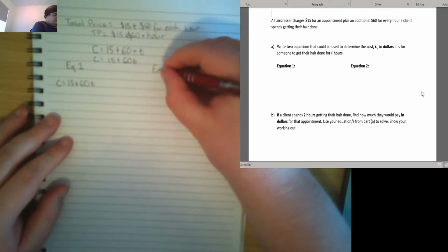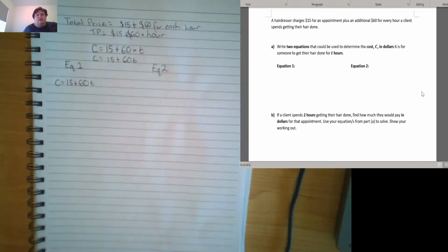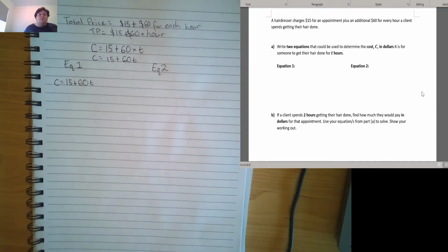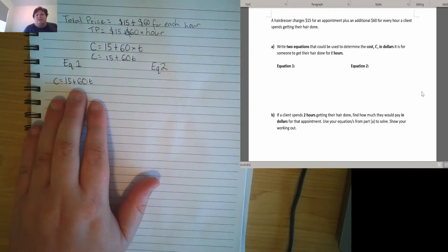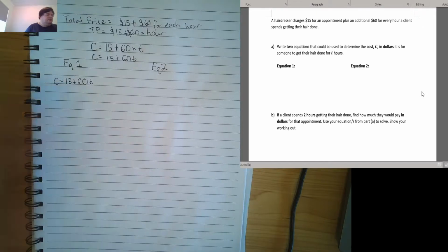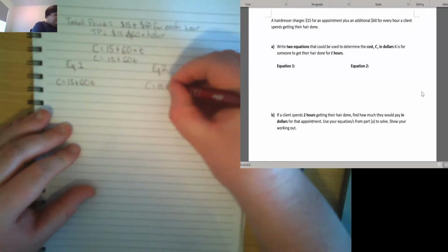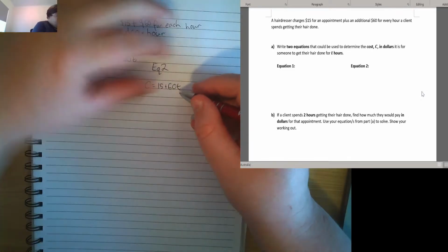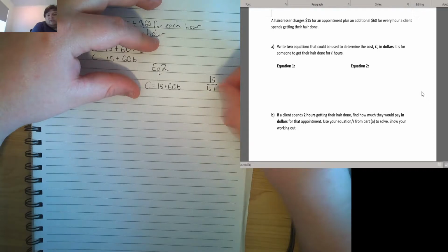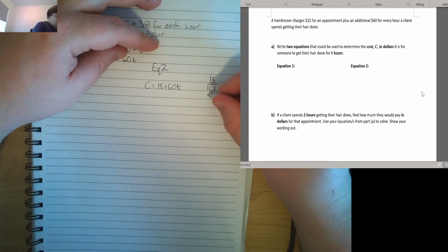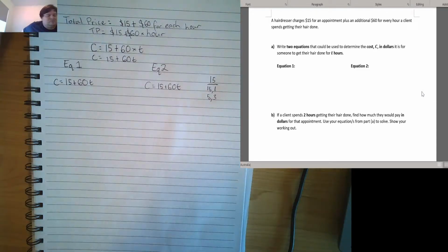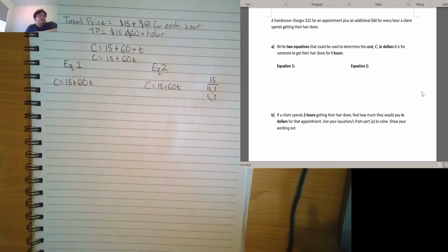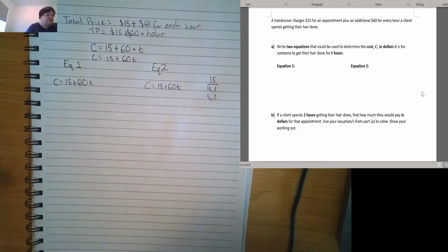Equation number 2, it's looking for another form to represent this. It doesn't specify on here, but another way that you could represent this is by finding a factorized version of this equation. So let's do that. If we have C equals 15 plus 60t, and I want to find the common factors of 15 and 60, my factors of 15, I have 15 and 1, and 1 and 15, so they work in reverse too. Then I have 5 and 3, and I think that's it. Nothing else is jumping out at me, so they're my only factors there.